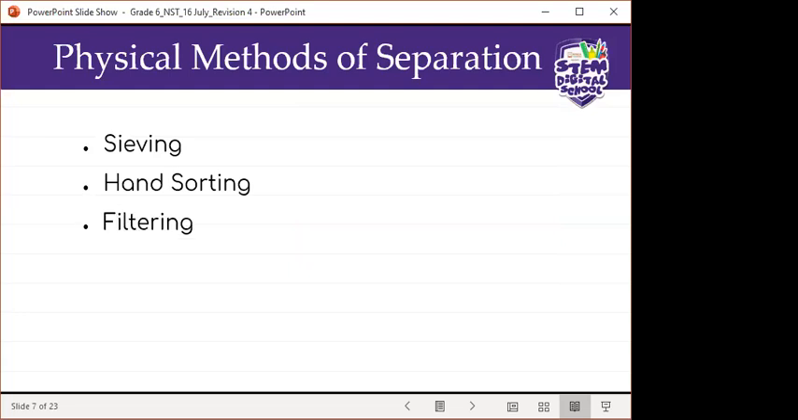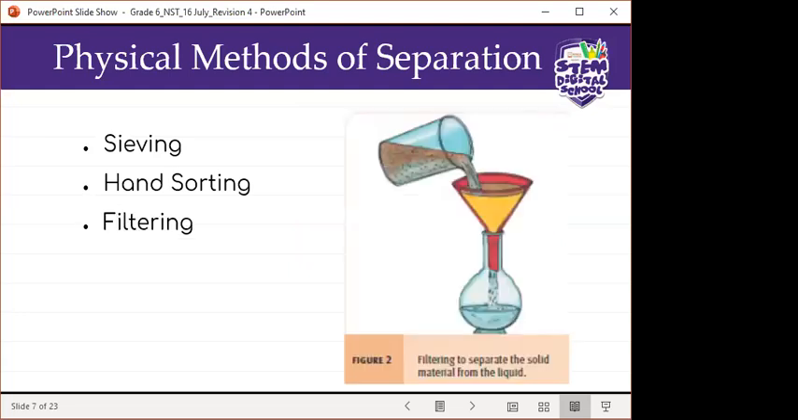Then we have what we call filtering. Here we can use filter paper to separate solid material from a liquid. That solid material might be coffee grains and water. So if we put filter paper, the water will go through the filter paper and the coffee grains will remain on the filter paper. So it will basically separate the water and the coffee grains.